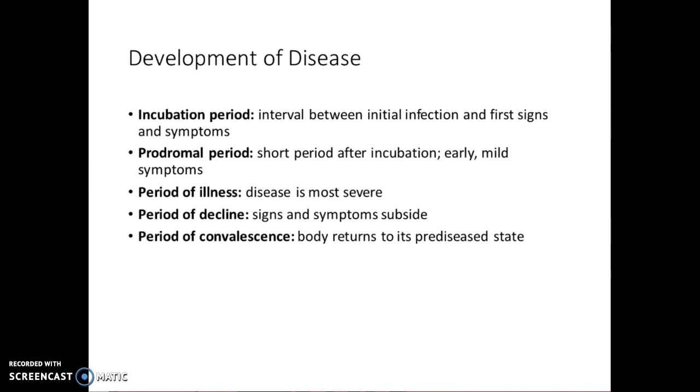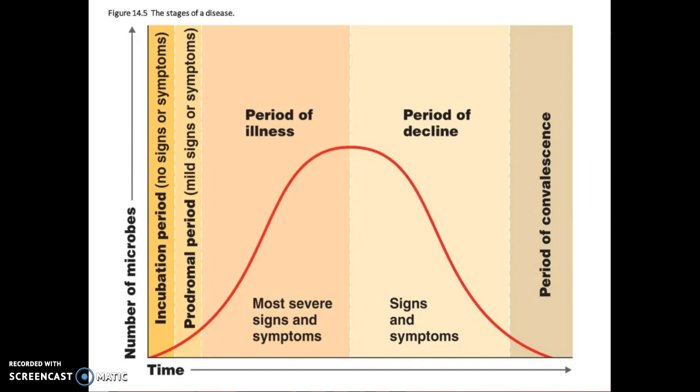Period of the illness, usually when the disease is most severe. And then period of the decline. Now, in some situations, during the period of the decline, as the signs and symptoms are going away, you could still be infectious. So with norovirus, the peak time of infectivity is after symptoms have already gone away. And then you have period of convalescence or convalescing, where the body returns to its pre-diseased state. So this is the general timeline. All of these periods are variable based on the disease that you're talking about.